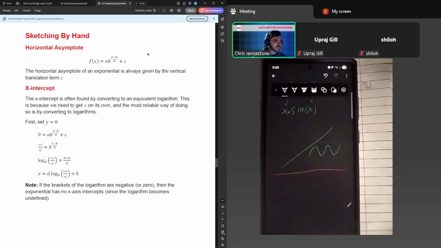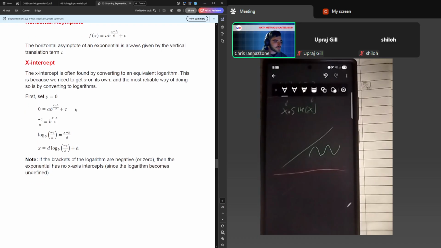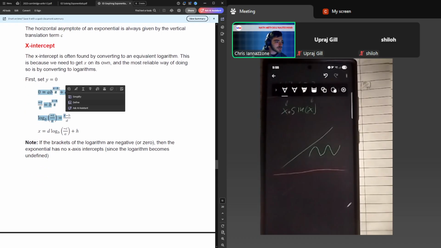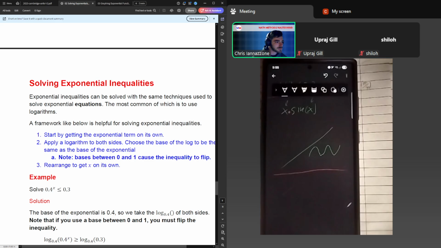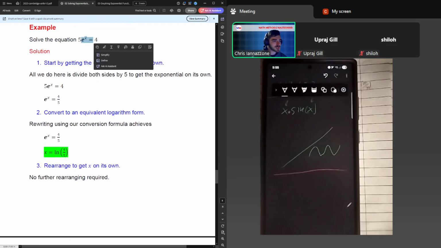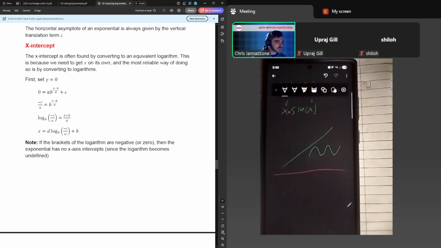So as far as what you have to actually care about when it comes to sketching by hand, first is the horizontal asymptote. That's going to be whatever this plus c ends up being. X-intercept, you solve by y equals 0, like you would for basically any other graph. In the context of exponentials, however, it's often the case you'll have to do the logarithmic solution. That was this thing over here, where you get the exponential on its own, like we're doing here. There's these factors that we're going to pull to the other side, flip to log, and then get the x bit on its own.